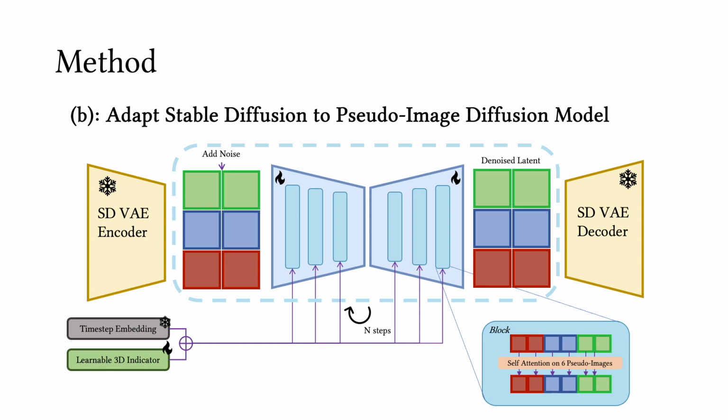We keep the original architecture and perform several modifications. Firstly, we adapt the original self-attention layer in each block to the self-attention on 6 pseudo-images to build feature interaction across different planes. Then we add a learnable 3D indicator as the global condition to the time embedding to instruct the U-Net to work in triplane diffusion mode. For each denoising step, the pseudo-images are encoded as latent triplanes by the frozen VAE encoder.